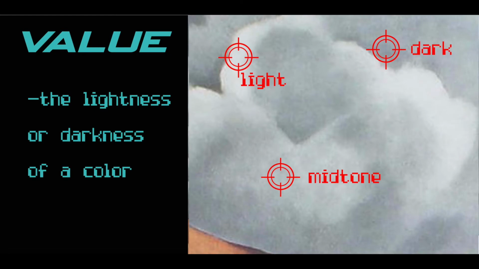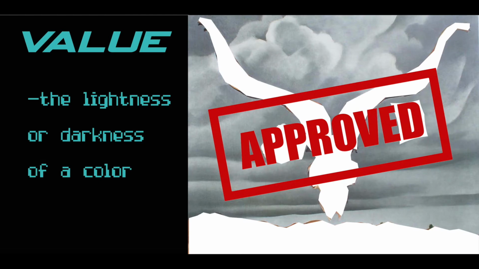Do you see some light shades, such as white or light gray? Do you see the area with the middle tones, like medium gray? Also, do you see an area where it gets a little bit darker with a darker gray? I would say that this artwork is approved for having different values.